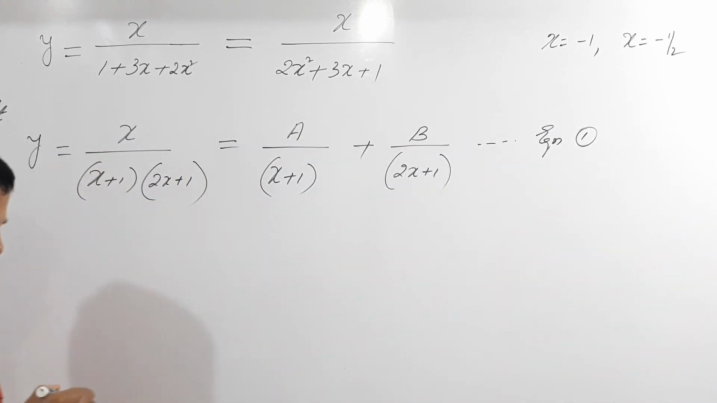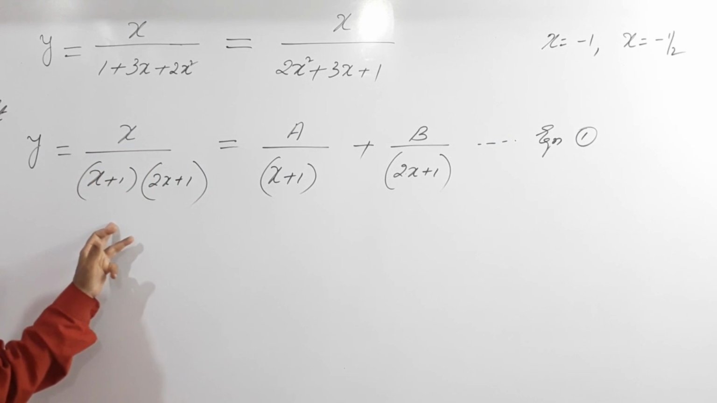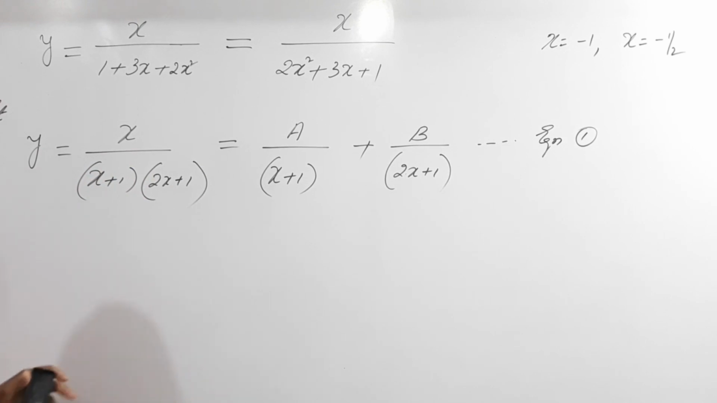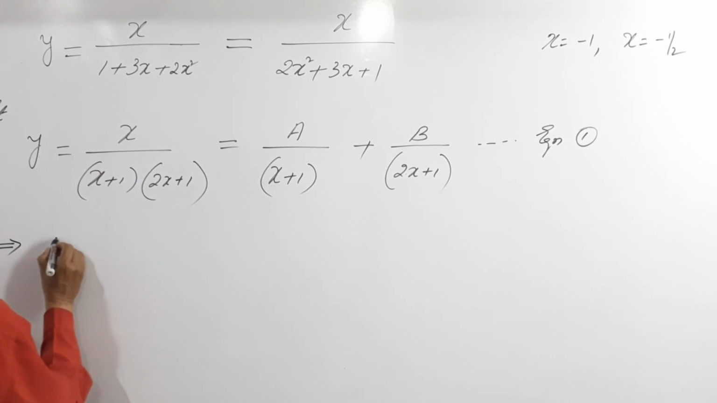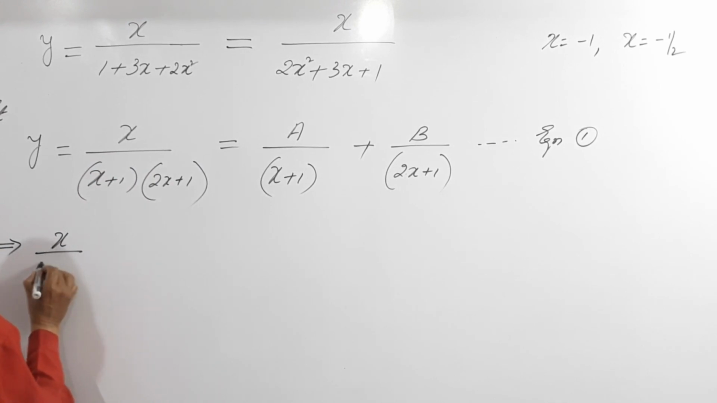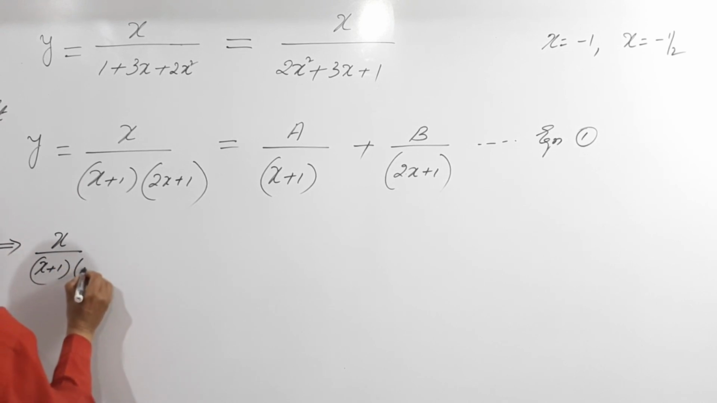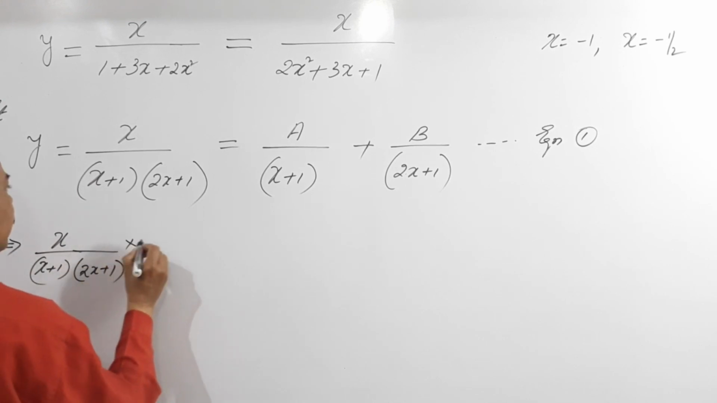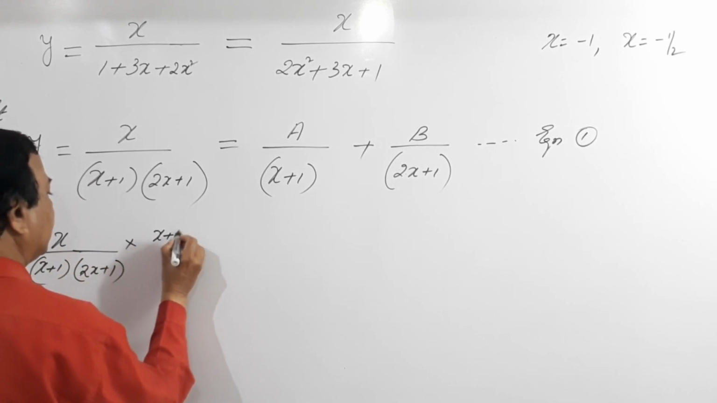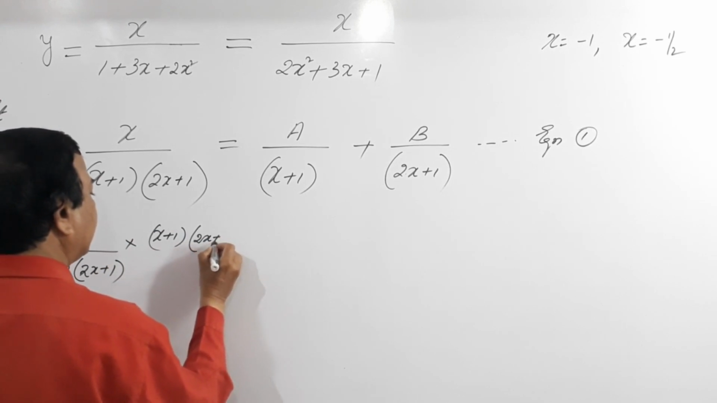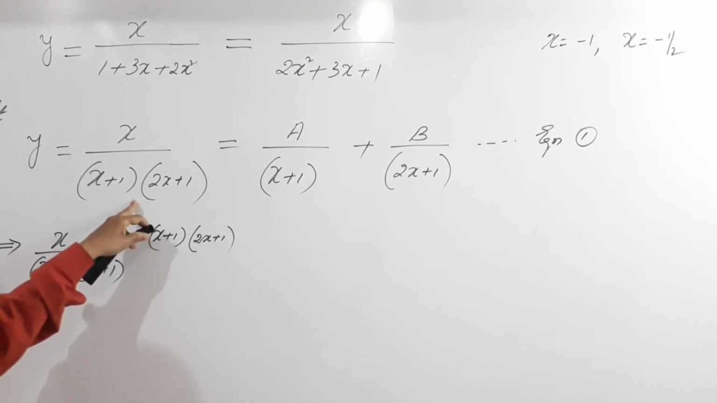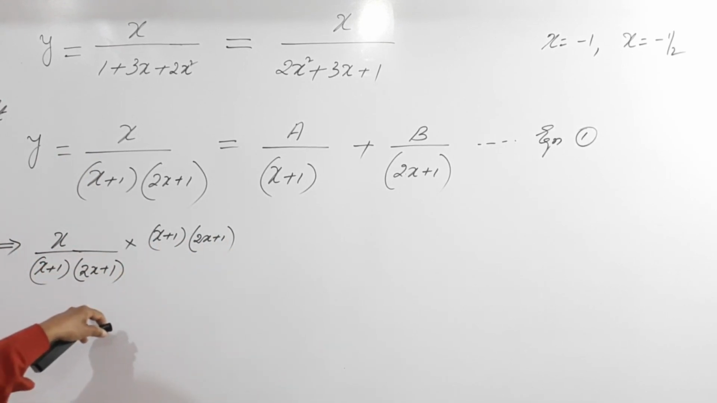Now what I do, I will multiply equation 1 with the denominators of the left hand side. If I multiply, this will be x plus 1 into 2x plus 1 on the left, and on the right both sides I multiply by the same value, whatever you have in the denominator, so I will get rid of the denominator.